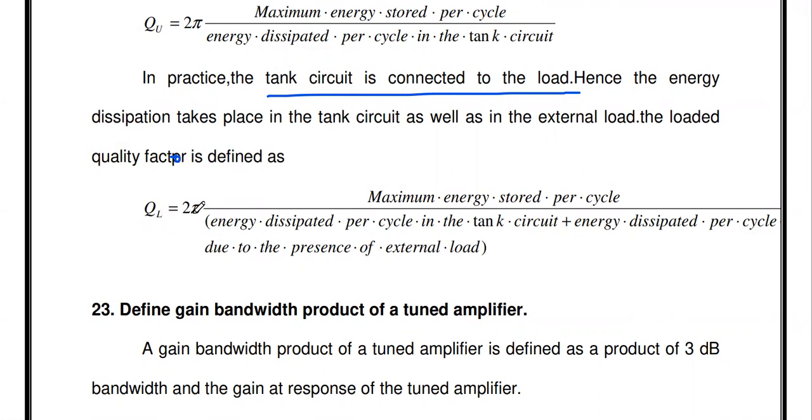So the loaded quality factor is equal to 2 pi into maximum energy stored divided by energy dissipated per cycle in the tank circuit plus energy dissipated per cycle due to the presence of external load. This is called the loaded quality factor.